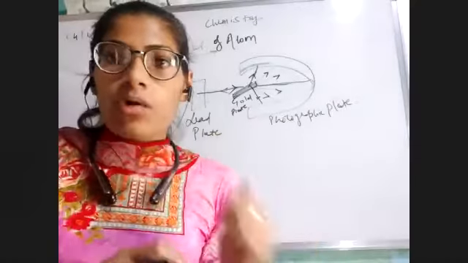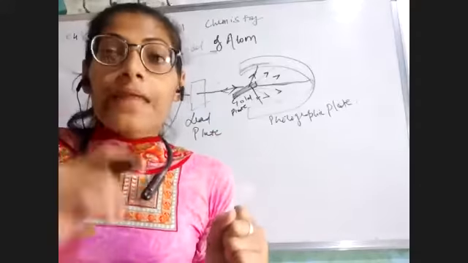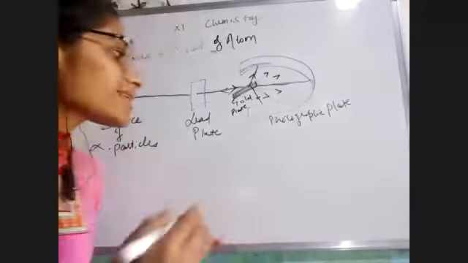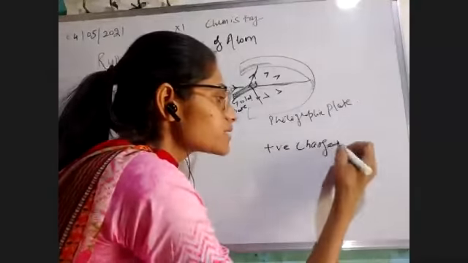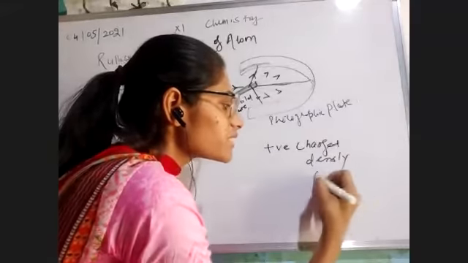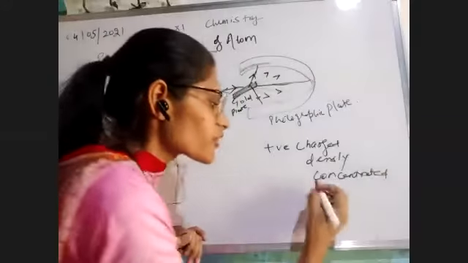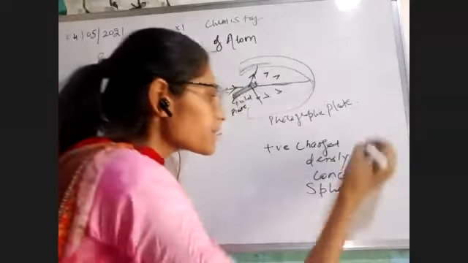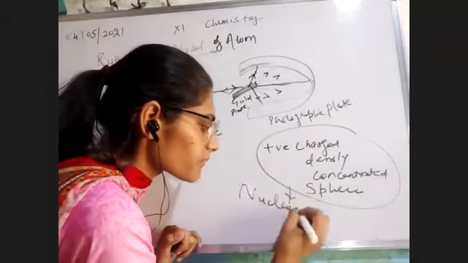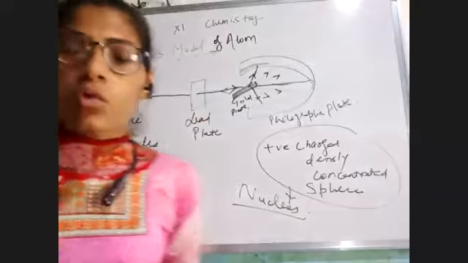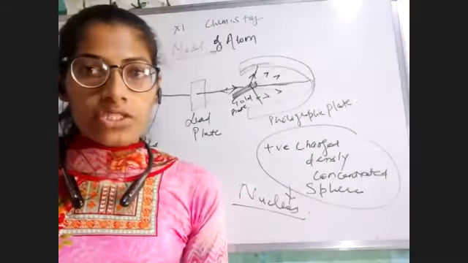So that was wrong, according to Rutherford. The positive charge is densely concentrated, and after some time, he said this positively charged, densely concentrated part, we can say sphere, he named it nucleus. That you know very well. You know very well about the nucleus. Okay, so this was the main important observation.